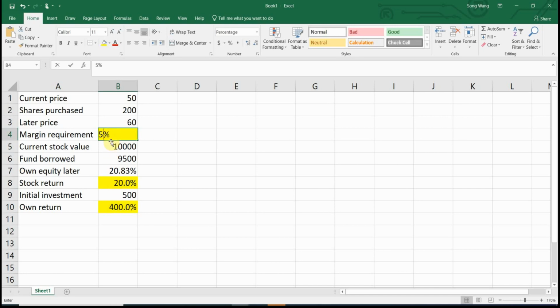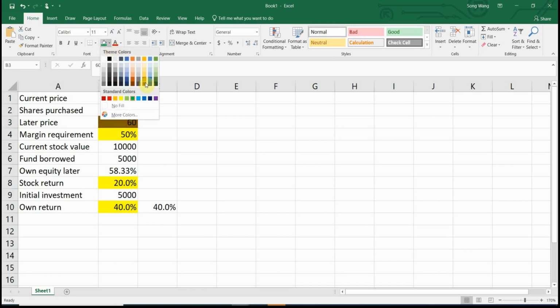All right, so let me recap. So if you can calculate the stock return, what you can do is just use the stock return divided by the margin requirement. Nice and easy, okay? Nice and easy. So if the margin requirement is 80, then you will see you get the same result. Stock return 20%, your own return is 25%. If the margin requirement is 50, then that's going to be 40. All right, so that happens when the stock price increases.